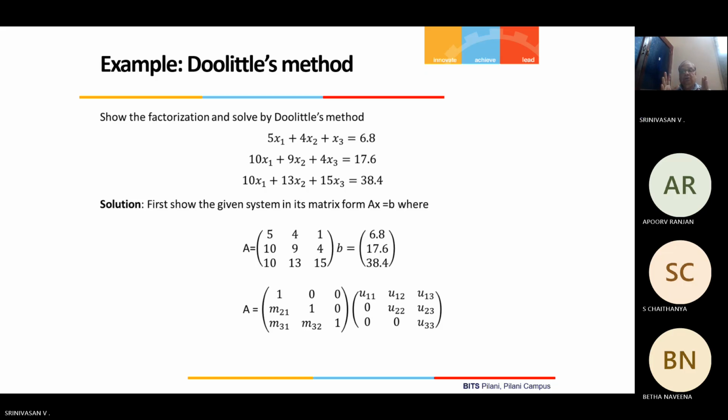LU that you need to find out. Remember, it is Doolittle's method. In Doolittle's method, you have the special condition for L. You can easily remember, I will tell you how to remember without confusion. Of the two methods, Doolittle's and Kraut's, where we have the principal diagonal elements 1, you can easily remember Doolittle's method.